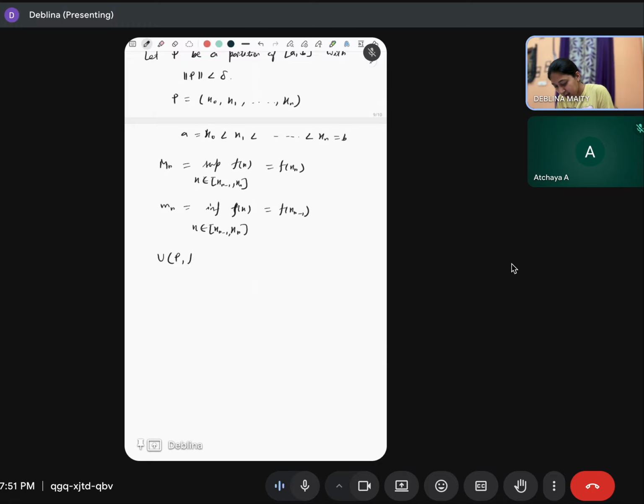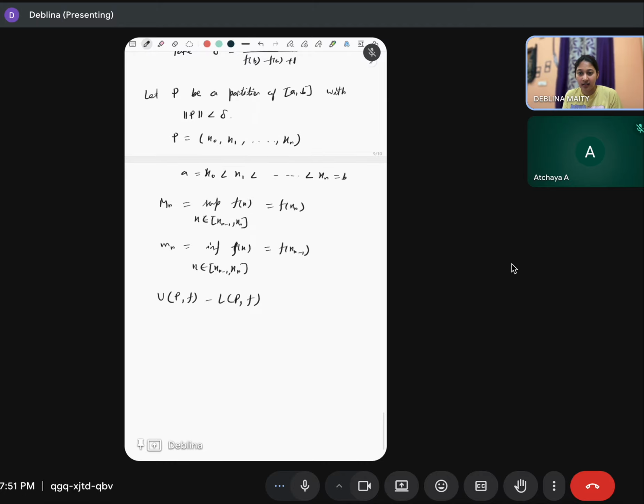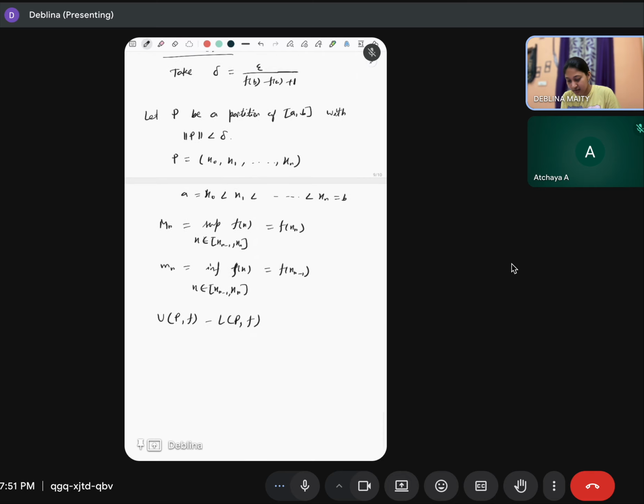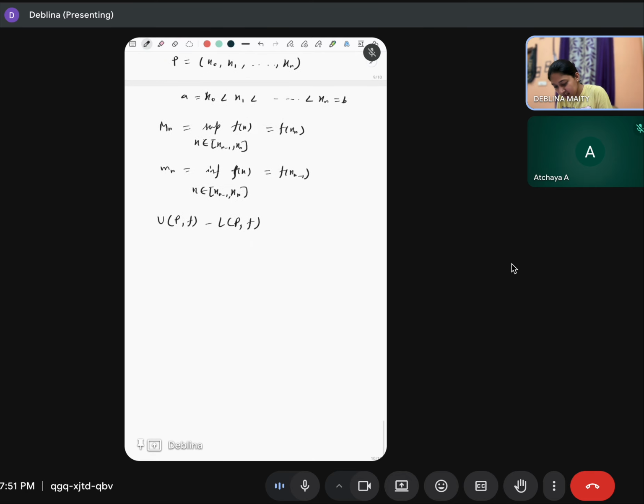Now what is U(P,f) minus L(P,f)? You have to check that this is less than epsilon when norm of P is less than delta, where this delta depends upon epsilon. Epsilon is already given. So this number is the sum of (Mr minus mr) times (xr minus x(r-1)).